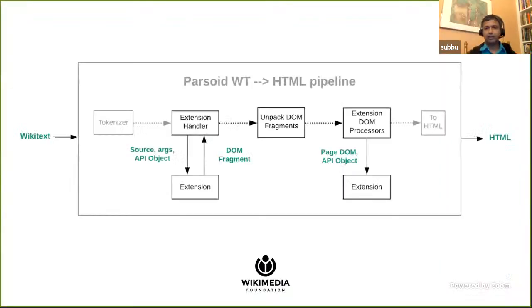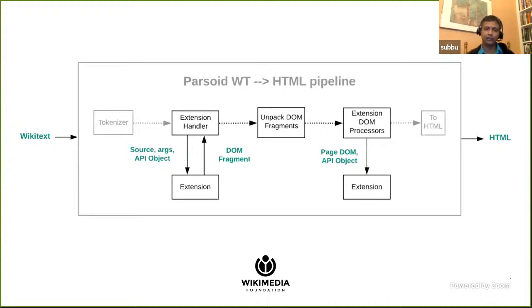So let's look at an overview of tag extensions. Here is a bird's eye view of the Parsoid wikitext to HTML pipeline. Here I've only looked at parsing stages that are relevant to extensions. As the black box shows, you have wikitext coming in and out you get HTML. And inside you have a whole bunch of stages.